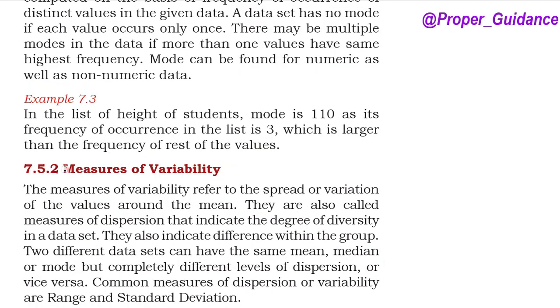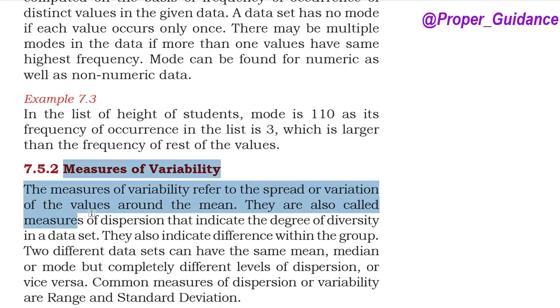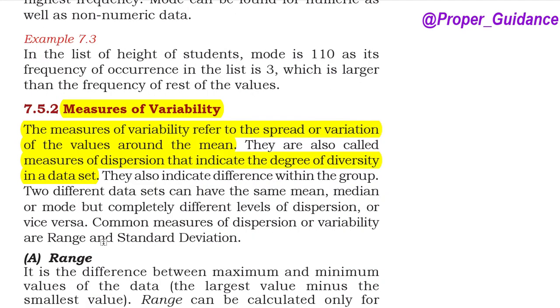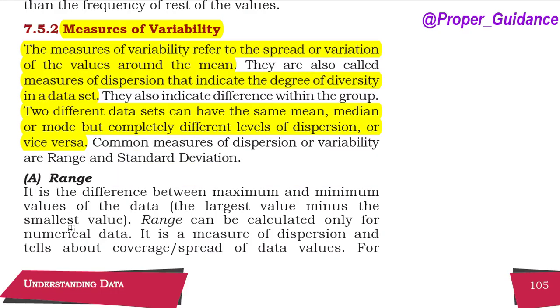And measures of variability. The measures of variability refer to the spread or variation of the values around the mean. They are also called measures of dispersion, that indicate the degree of diversity in a data set. They also indicate difference within the group. Two different data sets can have the same mean, median or mode, but completely different levels of dispersion, or vice versa. Common measures of dispersion or variability are range and standard deviation.